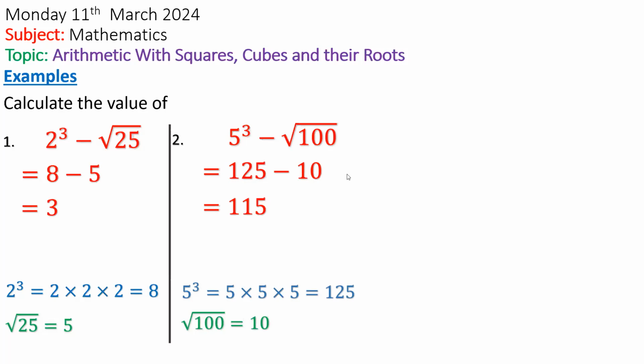I do. Yes, sir. I understand. Okay, good. Zaria, where's Zaria? I'm right here. Explain how we got 115. You did 5 cubed, which is 125, minus the square root of 100, which is 10, and 125 minus 10 is 115. 115, very good.